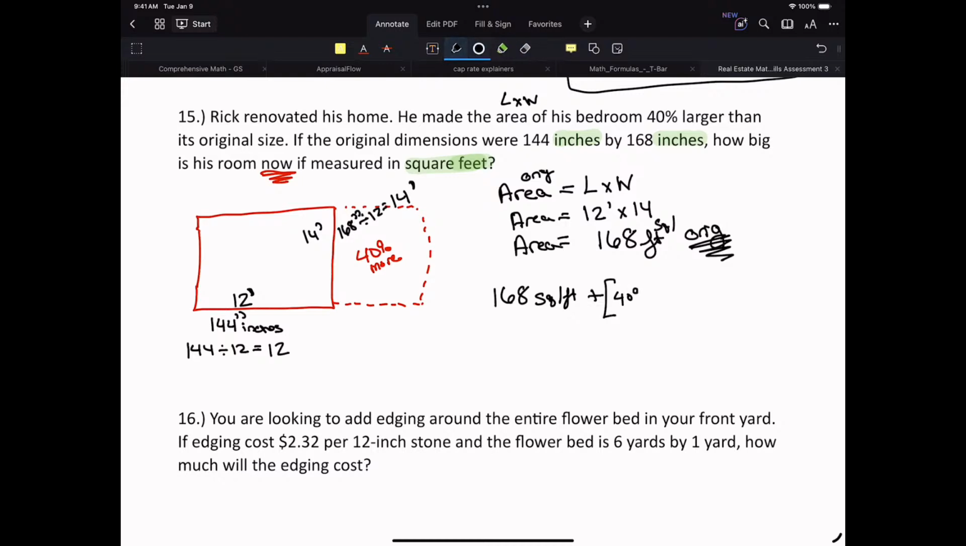Plus 40% of 168 square feet. And that's what it is now. Well, how do I find 40%? I'm going to say 40% of 168 square feet. Well, I can do that. 168 times 40% is equal to 67.2.